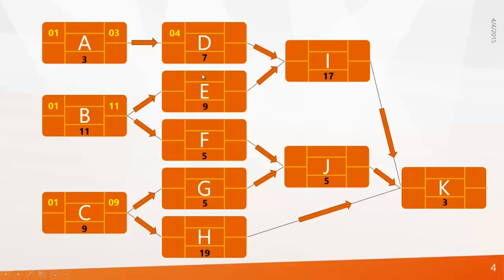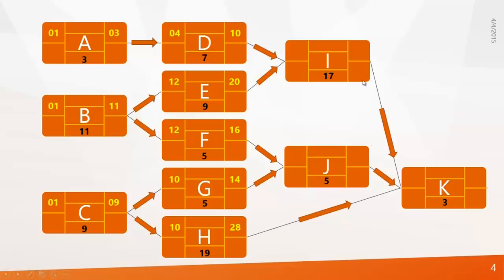Similarly, E and F will start after B, that is day 12. G and H start at day 10. So here we got the early start of the second level activities. Now we can calculate the early finish date of these activities. So the finish date of D is 4 plus 7 minus 1 makes 10. For E, 12 plus 9 minus 1 makes 20. And F, 16, G, 14 and H is 28.